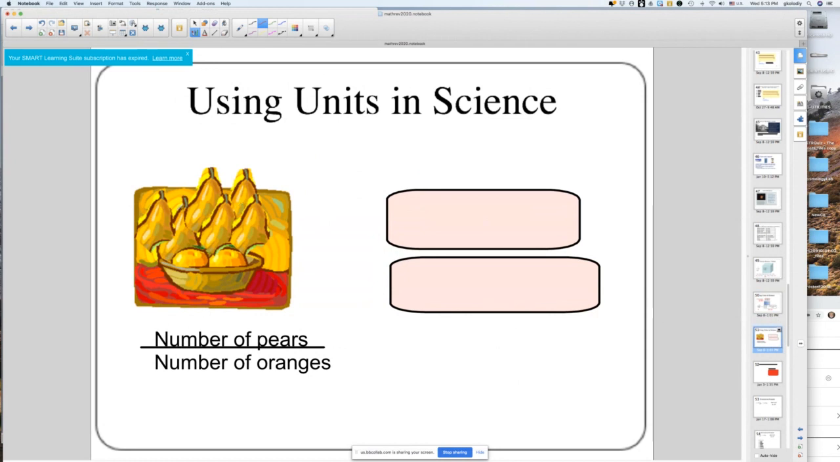So we have a basket here with a number of pears and oranges. This is the oranges, and these are the pears over here. If I ask you to take the number of pears divided by the number of oranges, what do you get? Well, pears is 10, we know that. Oranges is 2, so 10 pears divided by 2 oranges.